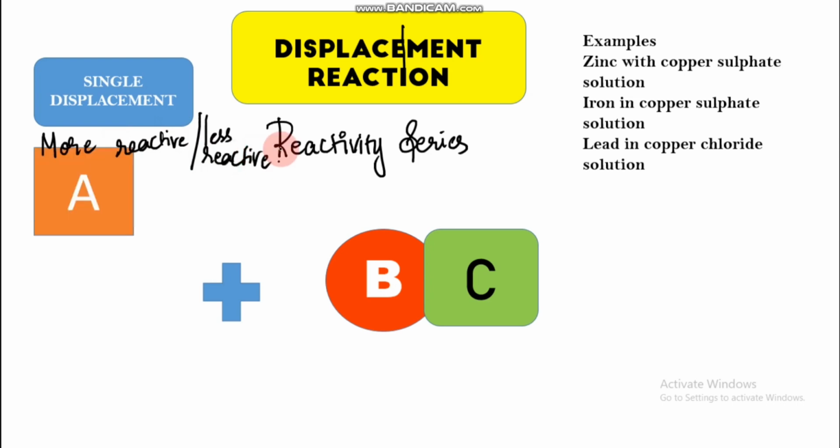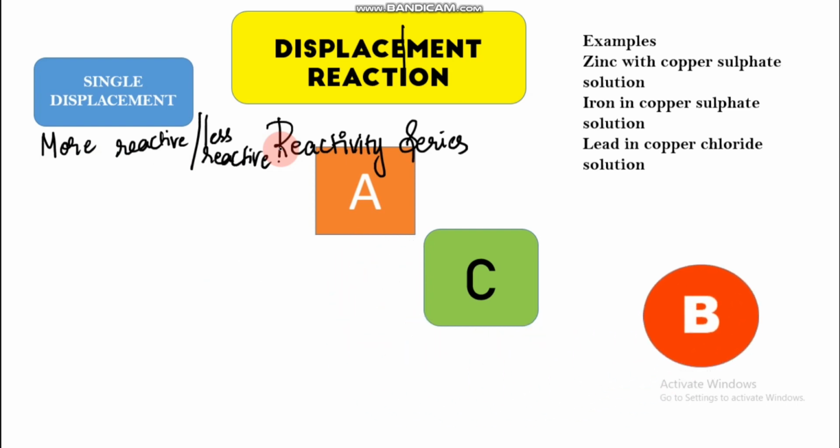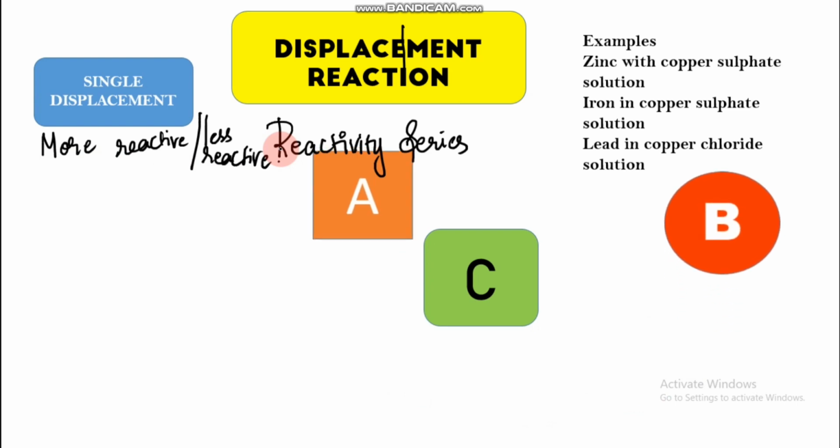Yes, so here you can see. So what is going to happen? A is going to displace B from a compound. Now A is a more reactive element which is going to displace B, a less reactive element. So now B has gone to one side and A is combined with C.